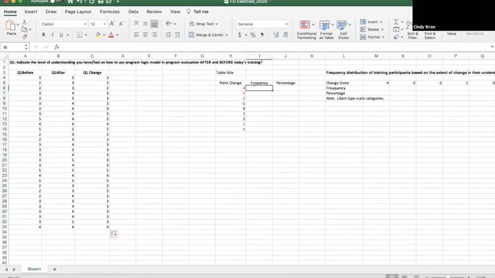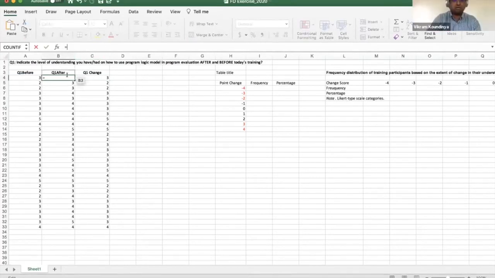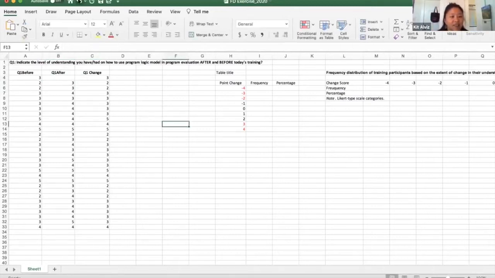I think there was a mistake made in that calculation. Q1 after minus Q1 before doesn't equal 3. Can you look at it? Yeah, the formula wasn't there. You have to do B minus A, B4 minus A4. Oh, okay, sorry, I forgot. Good catch.